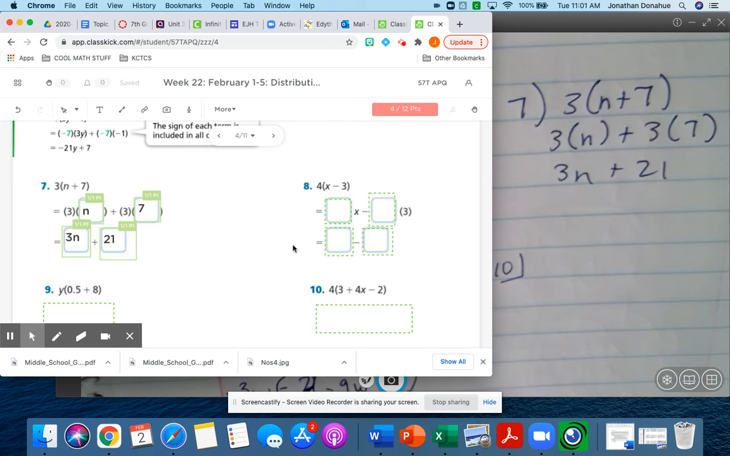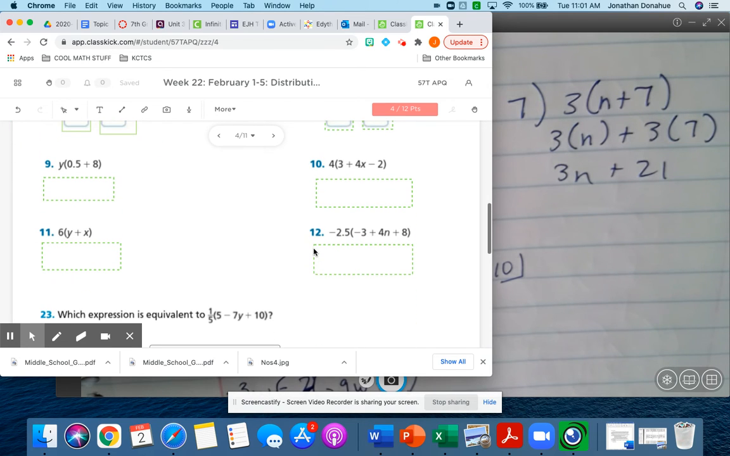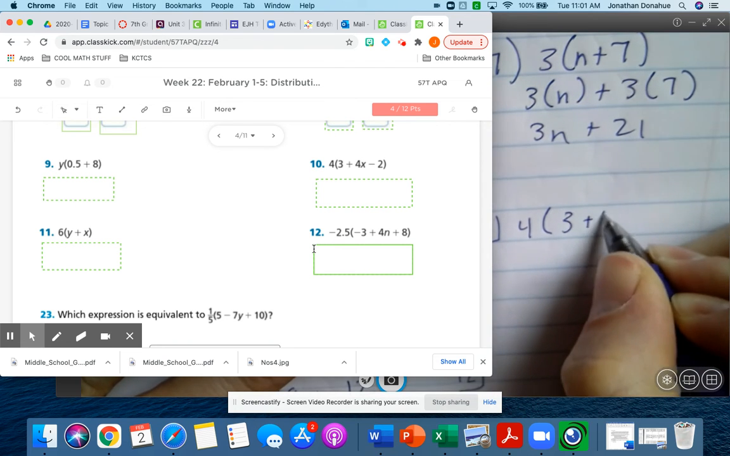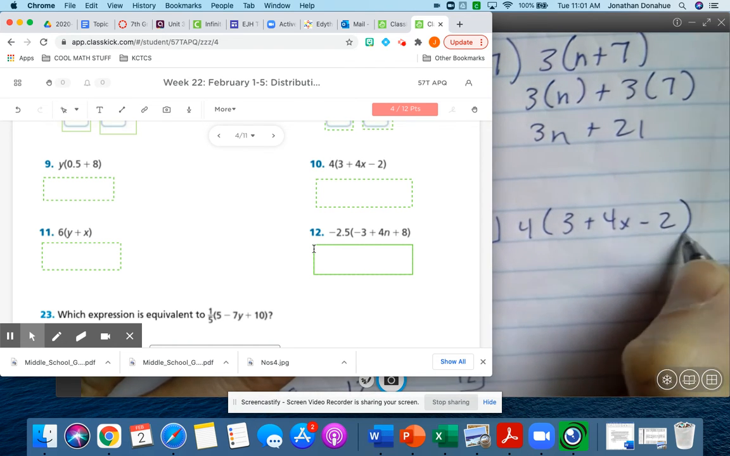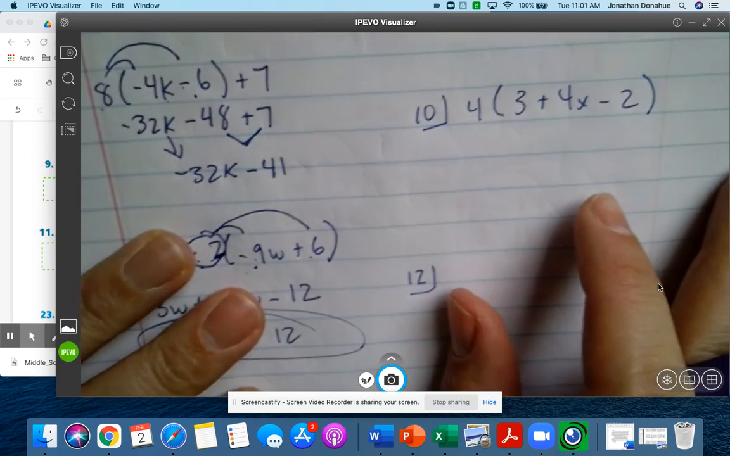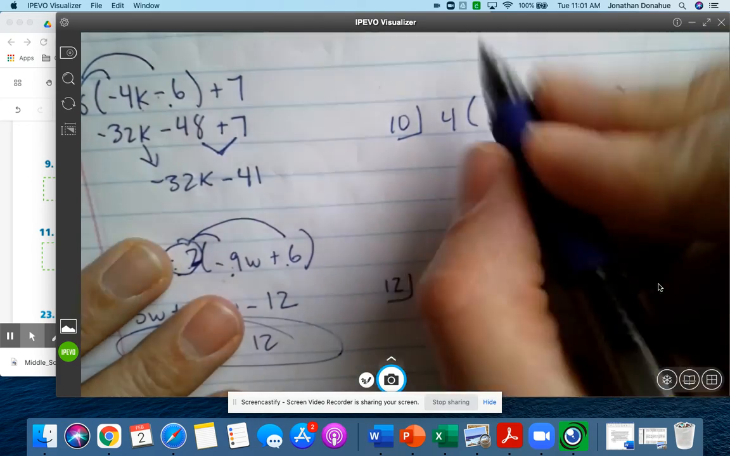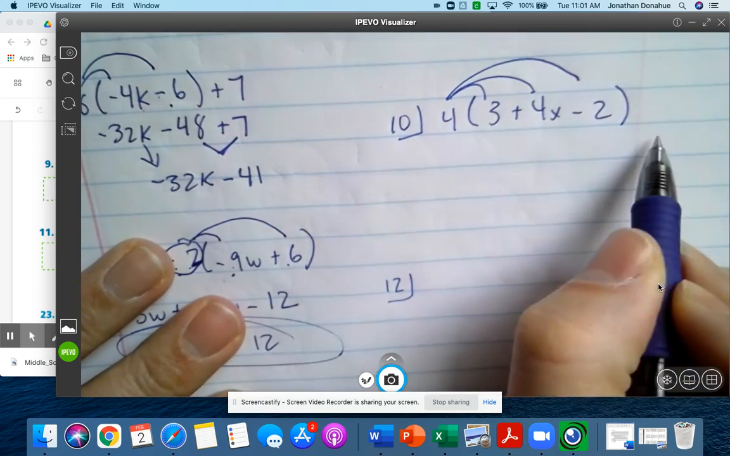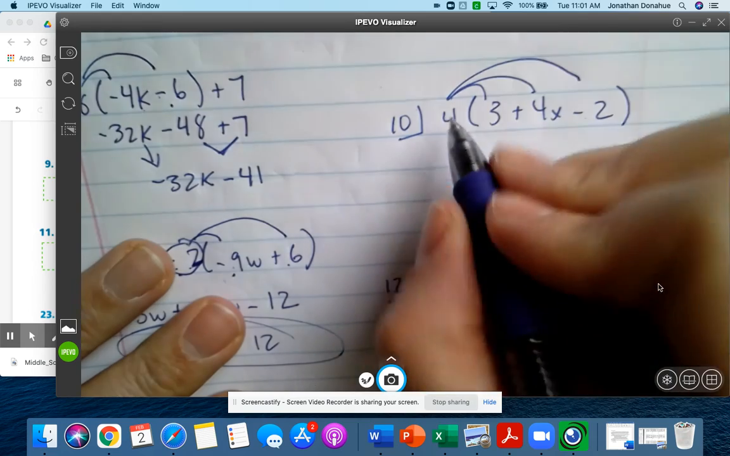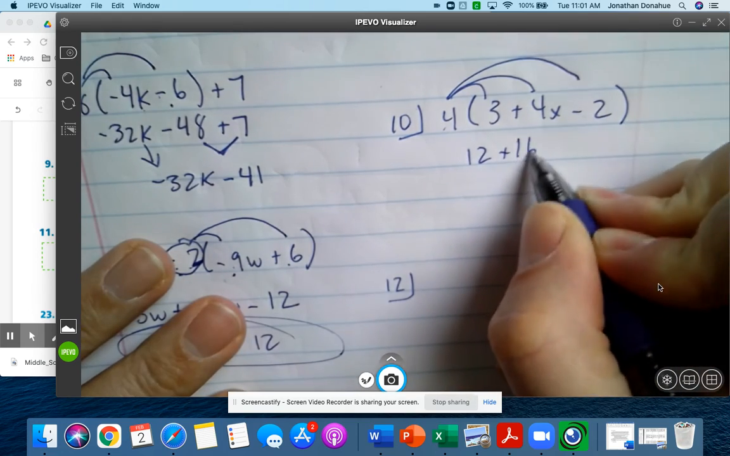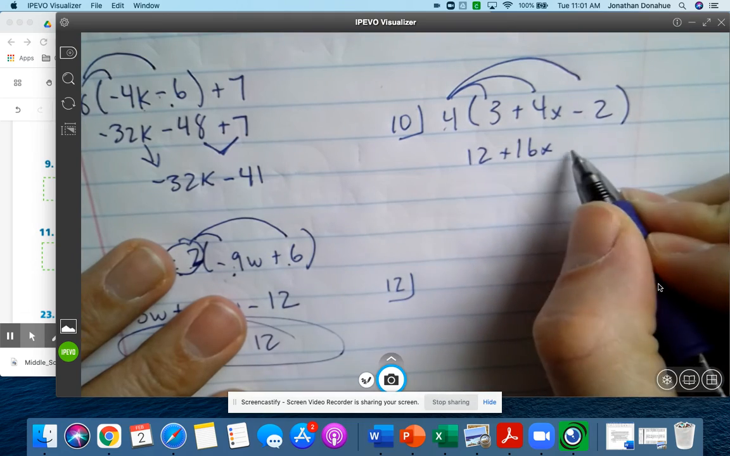All right, let's jump to number 10. I've got 4 times 3 plus 4x minus 2. We've never done one with 3 terms inside. Don't let that bother you, it's again 4 times everything inside. In this case, because they're all in parentheses, we're going to multiply each one of them by 4. 4 times 3 is 12. 4 times 4 is 16x, positive 16x. And then 4 times negative 2 is minus 8.